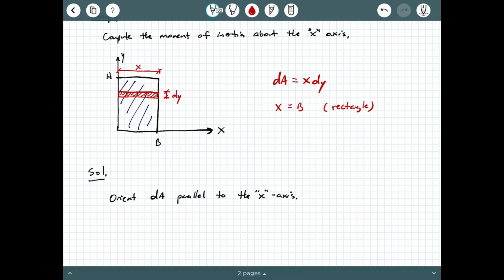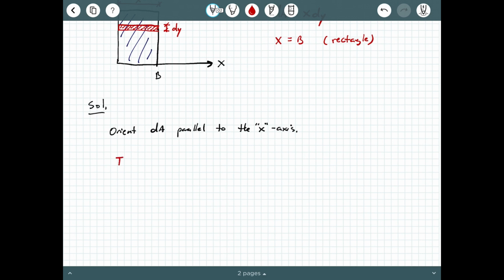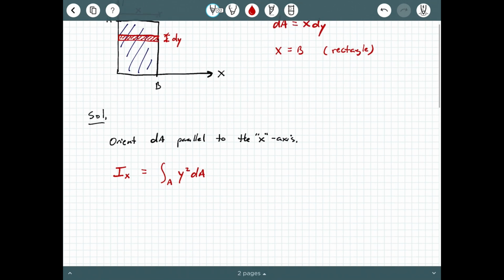So now we can apply our formulation. I sub x is equal to the integral over the area A of y squared dA. We know dA, we just established that, so we're going to have this integral still over the area of y squared, and dA is x dy, and of course x is the dimension b, so that's going to be the integral of y squared times b dy.